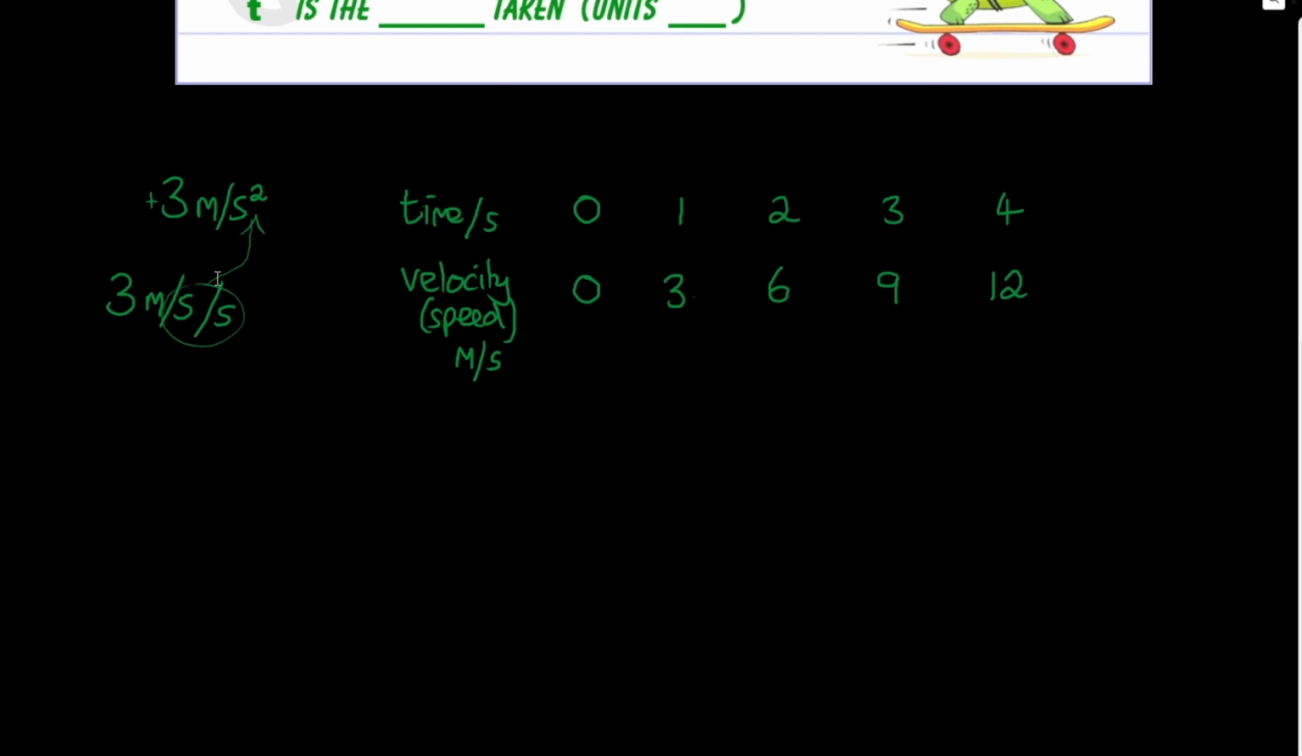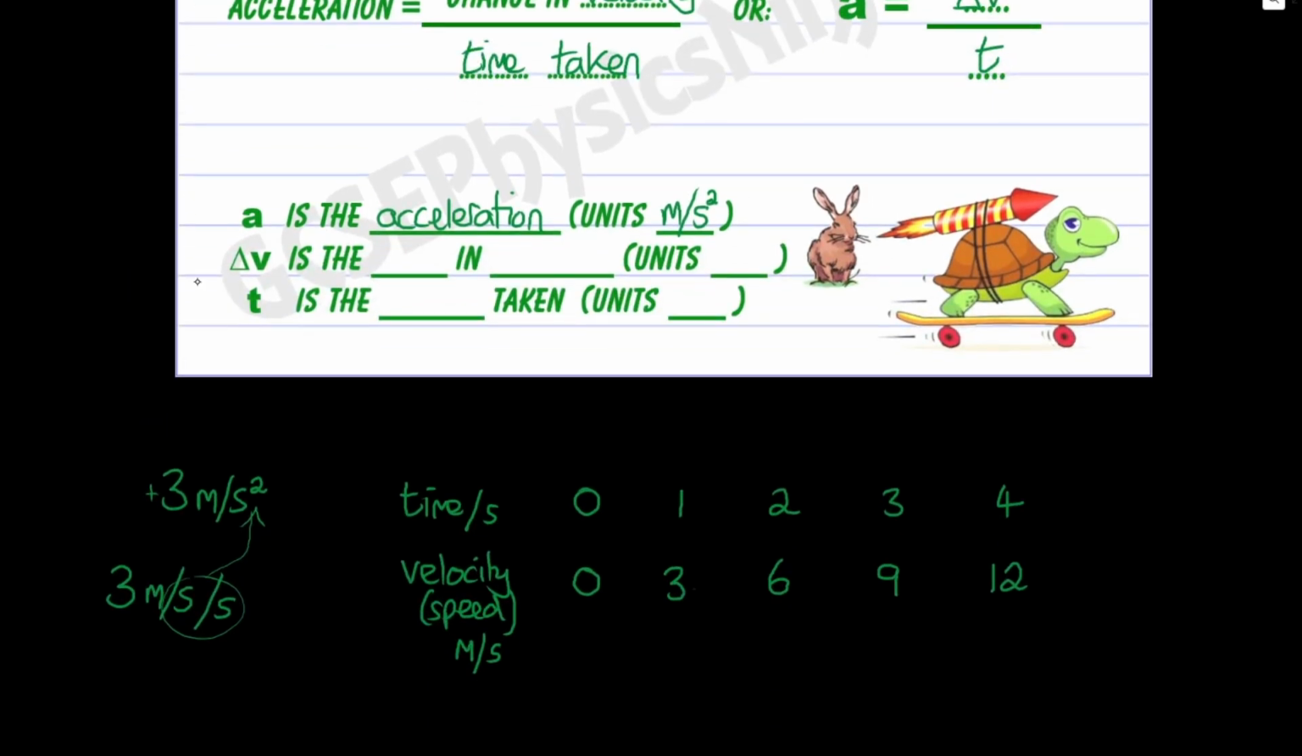Okay, let's carry on with the units here, with the quantities. So we've got acceleration in meters per second squared. Delta v, we said, is the change in velocity. Delta is change. And the units of velocity or speed are, of course, meters per second. And t is the time taken, and that has to be in seconds here to match the seconds there.